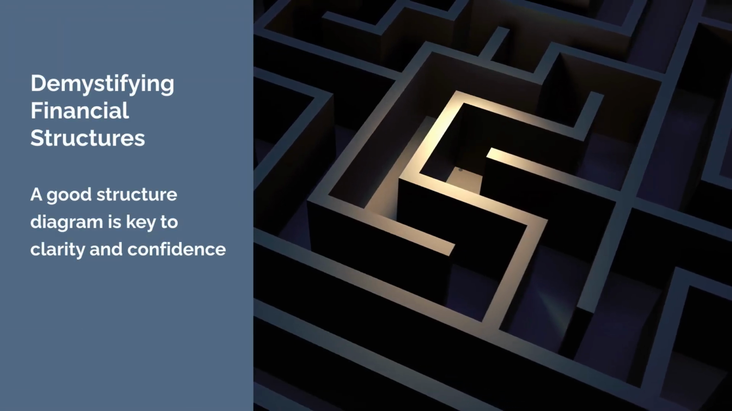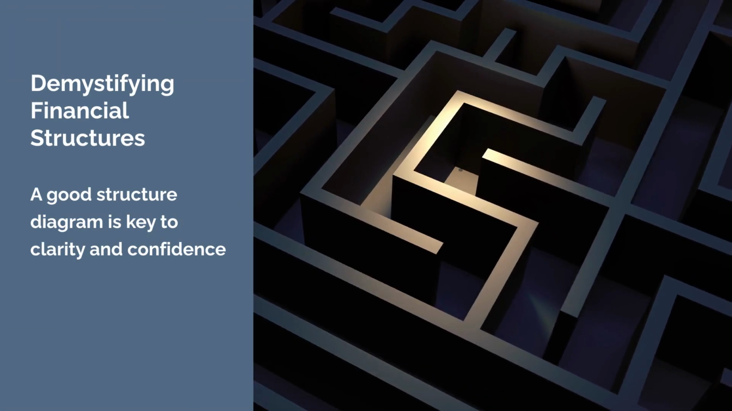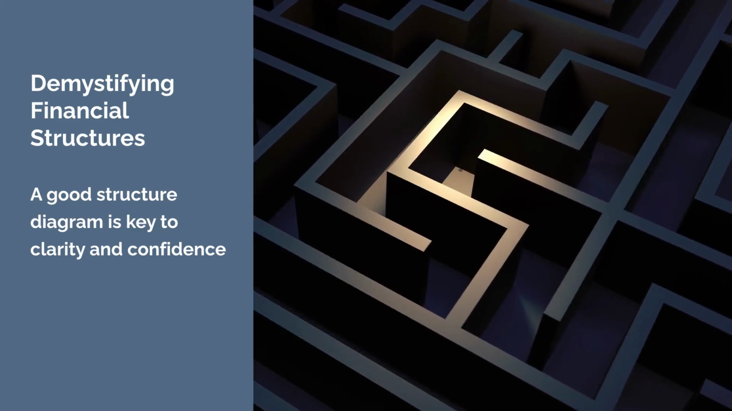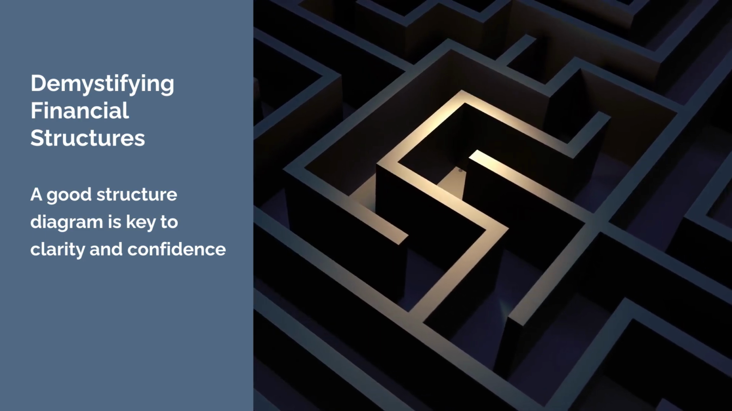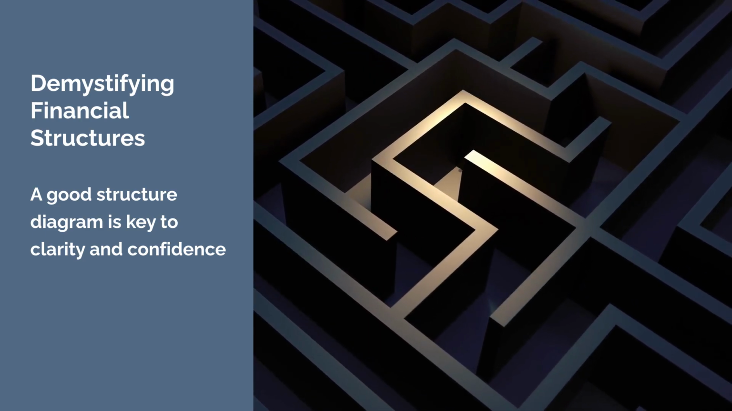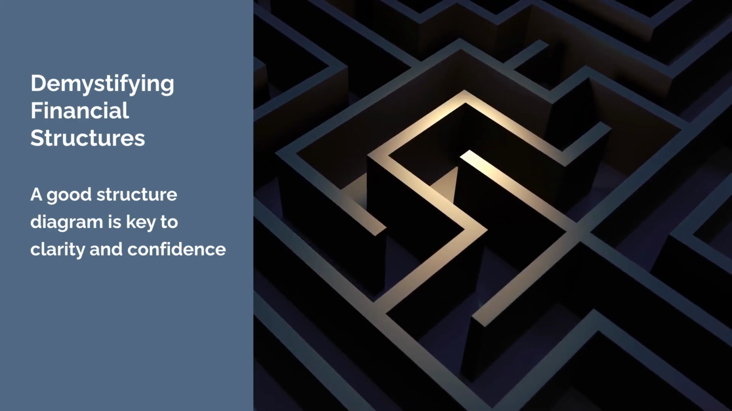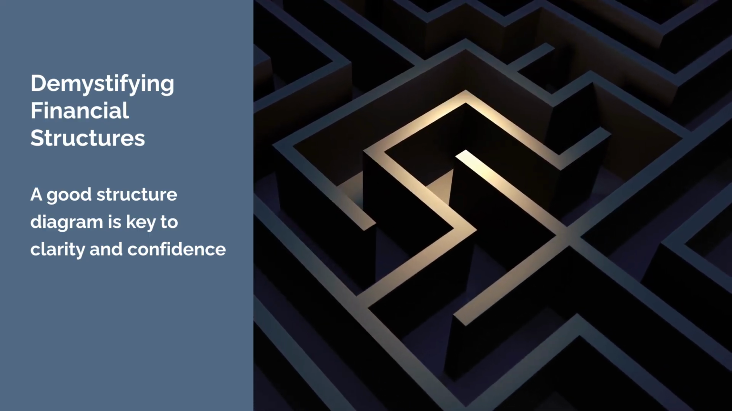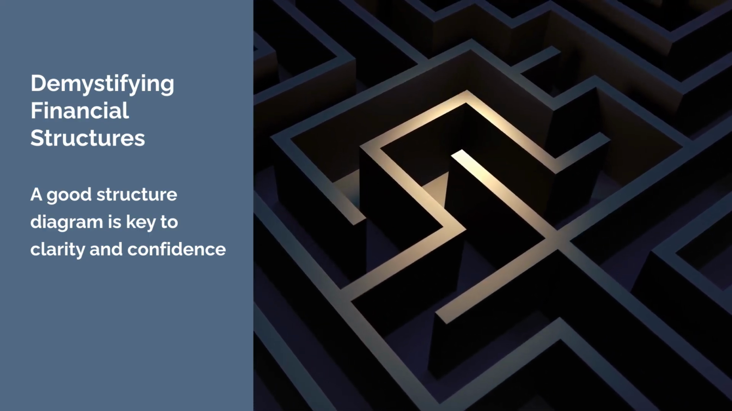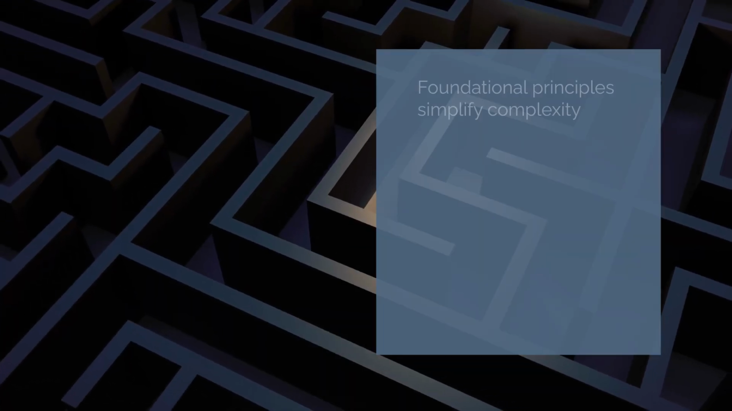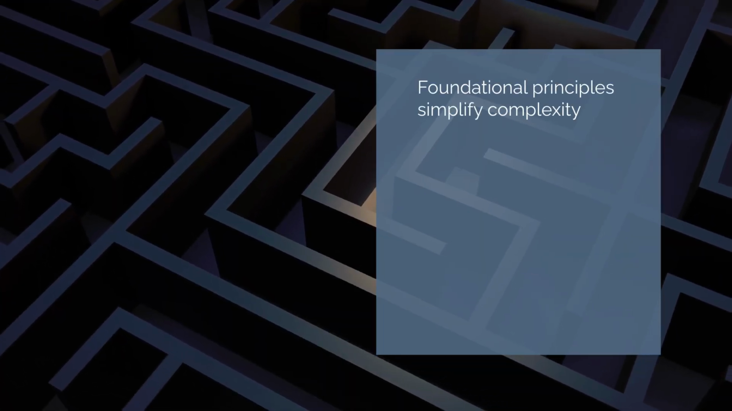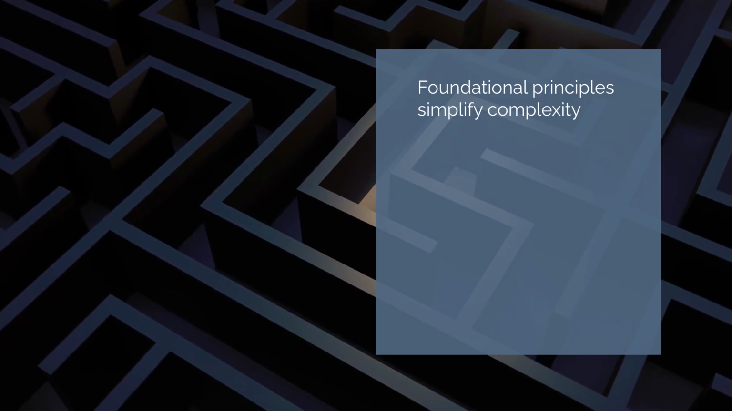Now that we've seen a simple way to understand financial structures, let's look at what they actually look like in practice. If you've ever felt lost in the maze of financial structures, you're not alone. From multi-donor trust funds to debt for nature swaps, these structures can seem daunting. But here's the secret. They all share foundational principles that simplify their complexity.